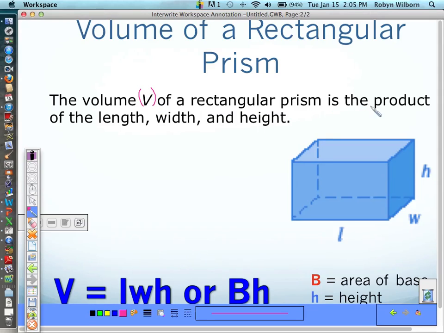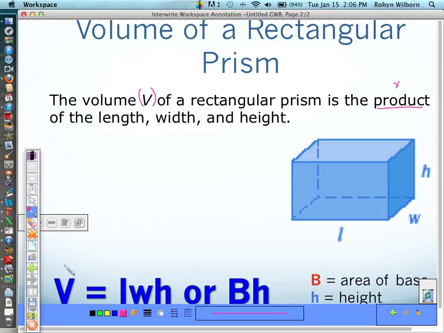The second thing is you're going to fill in "product" in your guided notes. The volume, which we represent with the letter V, of a rectangular prism is the product, which means to multiply, of the length, width, and height. Now, you're going to notice down at the bottom that you have two formulas. Volume equals length times width times height, or a second formula, which is big B times H. In this case, big B equals the area of the base.